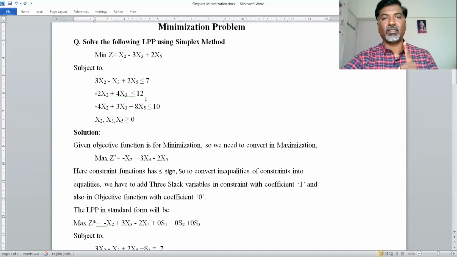If in your constraint you have a less than or equal to sign, then you have to add a slack variable in the objective function as well as in the constraints. But what care do you have to take? When you add a slack variable in a constraint, you add coefficient 1, and when you add a slack variable in the objective function, you add coefficient 0, and then you solve the problem. So here we have completed LPP using the simplex method for minimization.